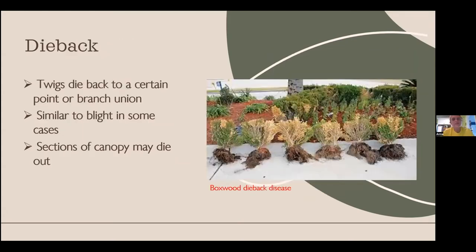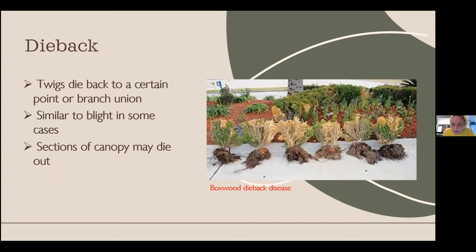Dieback is another symptom of disease. This is where twigs or whole branches will die back, often to a branch union, sometimes to the soil line. It can look a little similar to blight in some cases, but really it's where sections of the canopy die out. And this is a pretty good example that I see all over New Orleans. This is boxwood dieback disease.